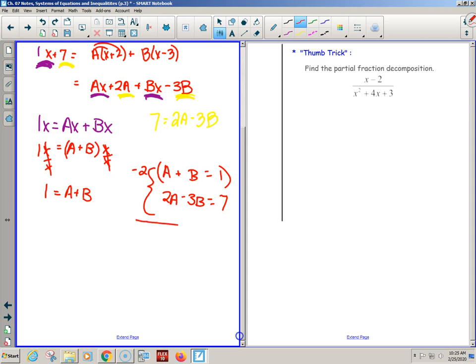So negative 2a plus 2a will end up being 0. Danger, danger, but you guys are double checking me. Negative 2b minus 3b is negative 5b. And then negative 2 plus 7 is 5. Does b equal negative 1? If b equals negative 1, can I substitute back in? A plus negative 1 is 1, so a add the 1 equals 2.